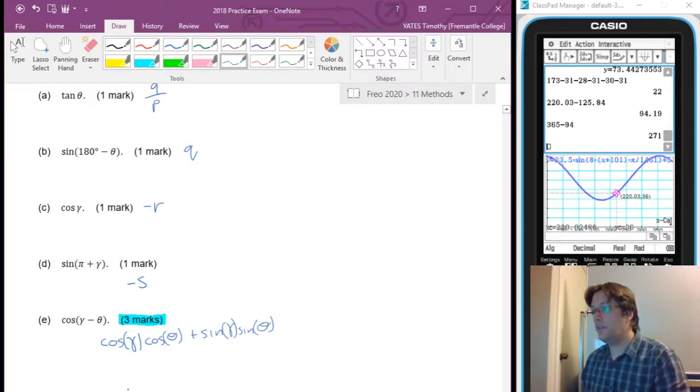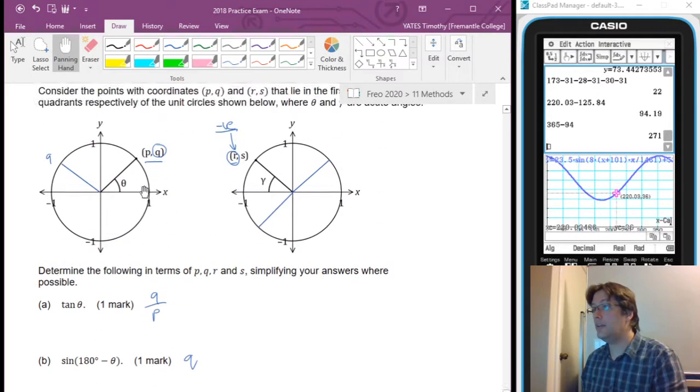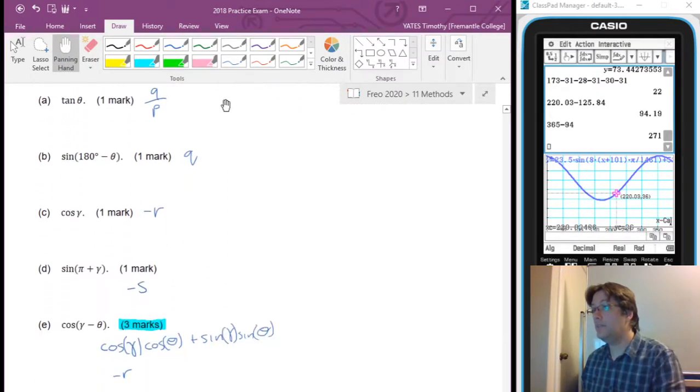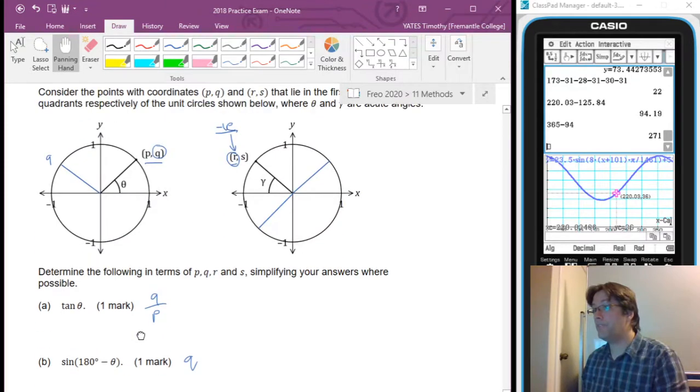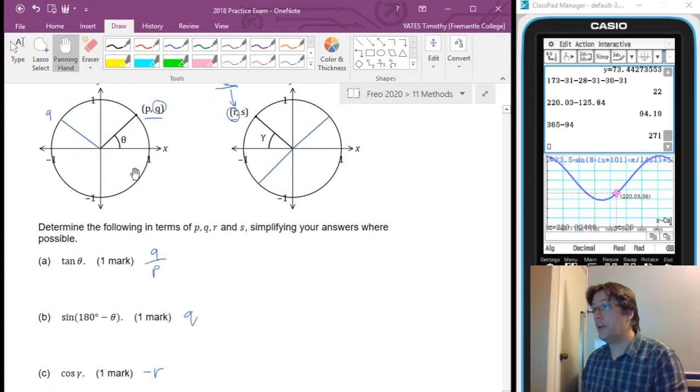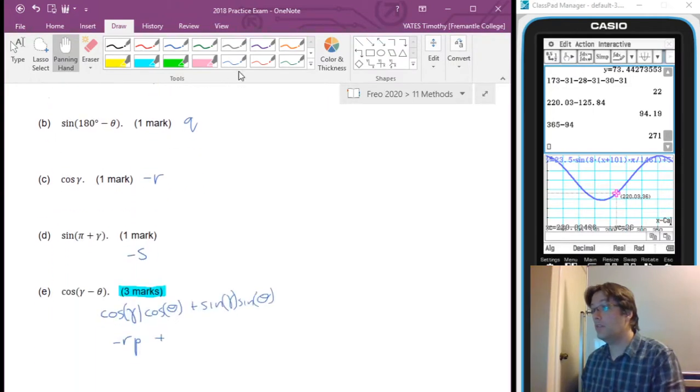Now we've worked out all of these. That's negative R. Cos theta, did we work that out yet? No, cos theta is just going to be P. And then sine gamma was S, and sine theta was Q. So negative RP plus SQ. You don't need to necessarily do them in alphabetical order, but if you really wanted to, you could do negative PR plus QS, but I'll give you full marks for that either way. And that's what we're doing.